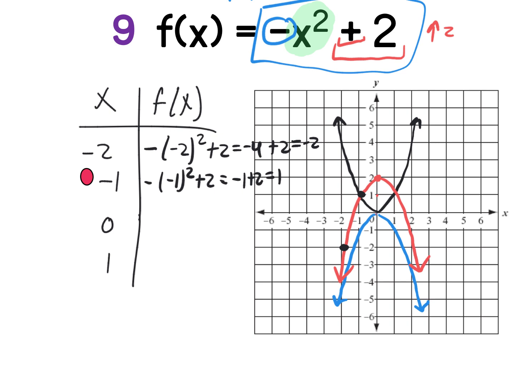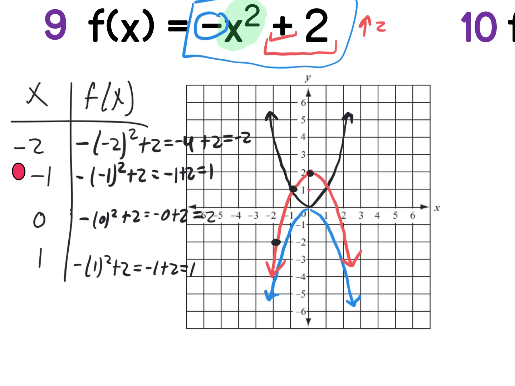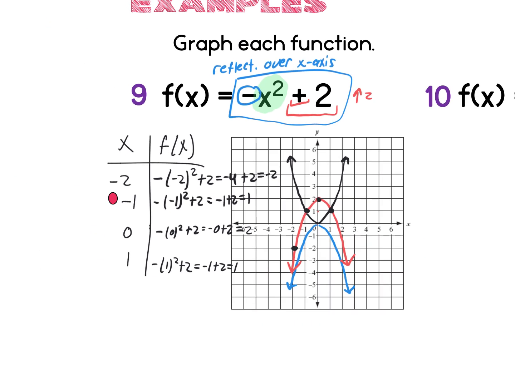You could do the same thing for 0. -0 squared plus 2 is going to be -0 plus 2. That's just going to get you 2. And then you end up at this point right here. And then you can do the same thing for 1. You get -1 squared plus 2, which is -1 plus 2, which is 1. And you end up at this point. That should be more than enough to finish your graph. If you have a couple points and you know that it is a quadratic and that it's a parabola, then you really only need a couple points, just enough to fill in the blanks.